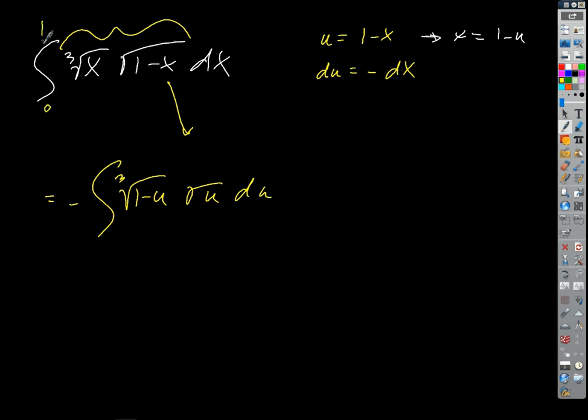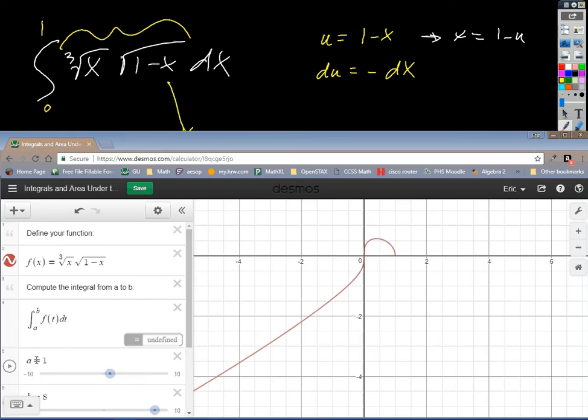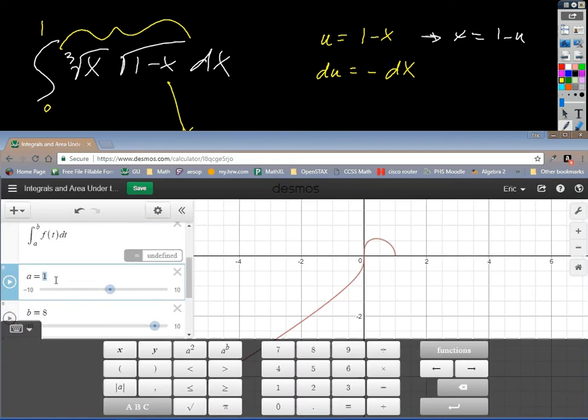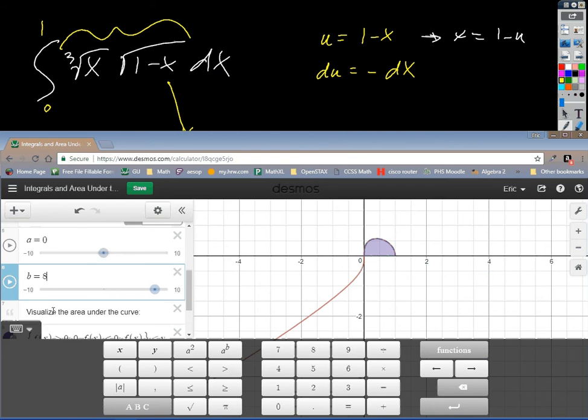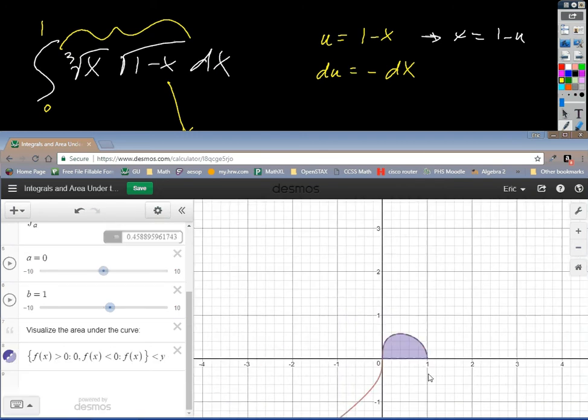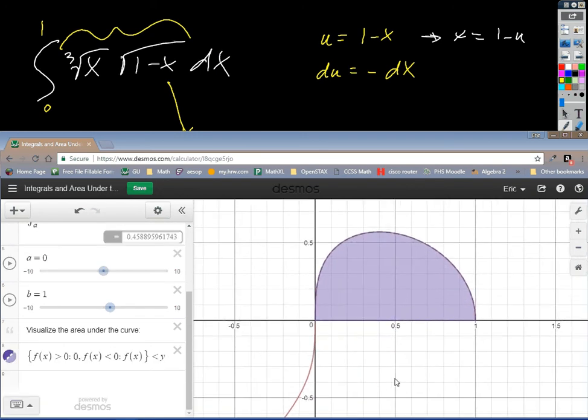So if we go 0 to 1, we still can't do the integral. It's not an integrable function. But there still is area underneath. There is an area under the curve. So if we let a equal 0 and b equal 1, there's an area right there, right? We can see it. Okay, and the answer is that.